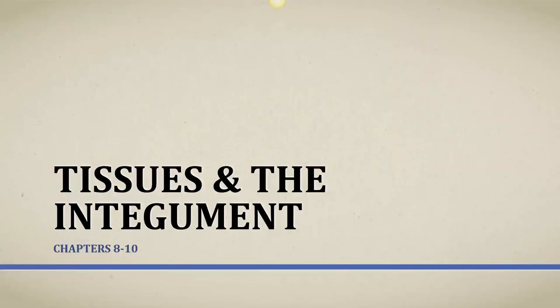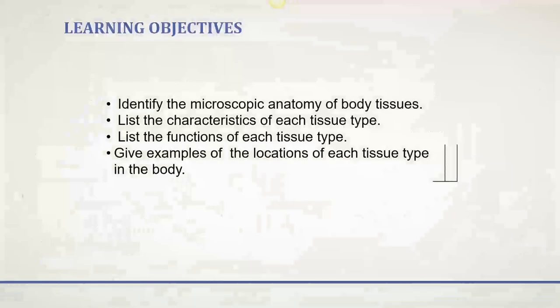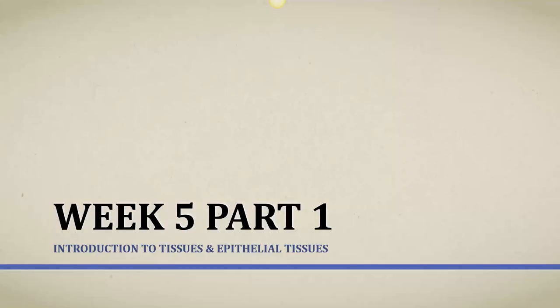Okay, so this section is going to talk about tissues and the integumentary system, which includes the skin and all of those accessory organs. Here's a list of the learning objectives for the tissues portion. And the first part, we're going to do an introduction to tissues and then go through all of the different types of epithelial tissues.